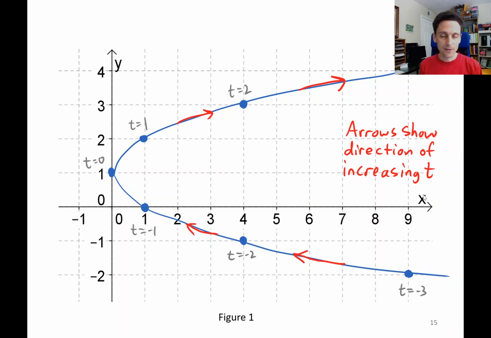t you can think of as representing time. So if you imagine a particle in the xy plane, then as t is increasing, as time is increasing, the particle would move along this curve in the direction of those arrows. So that's what the graph of that set of parametric equations would look like.